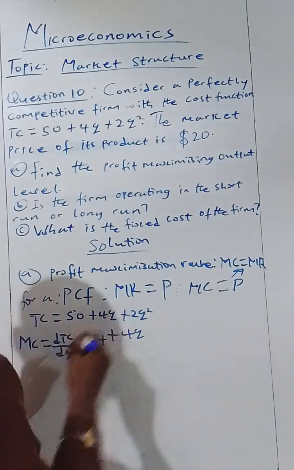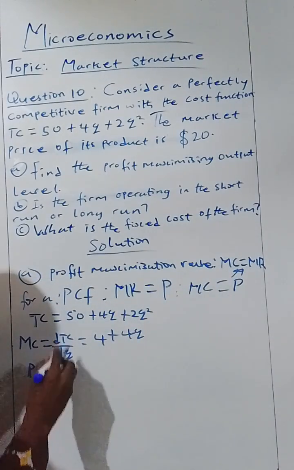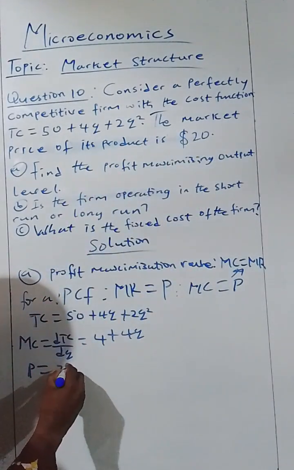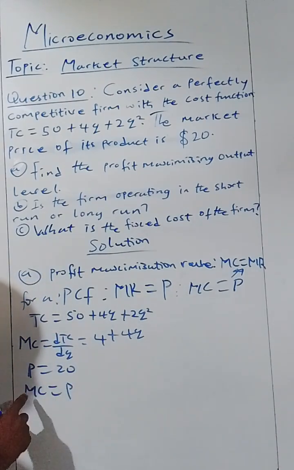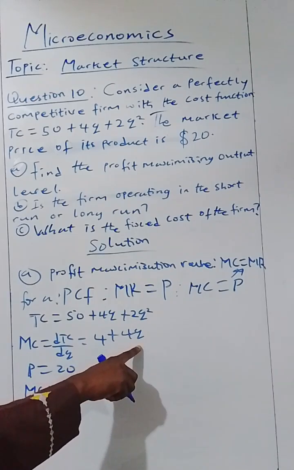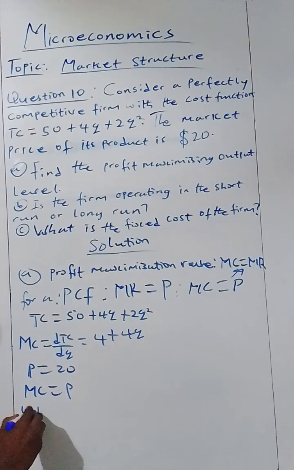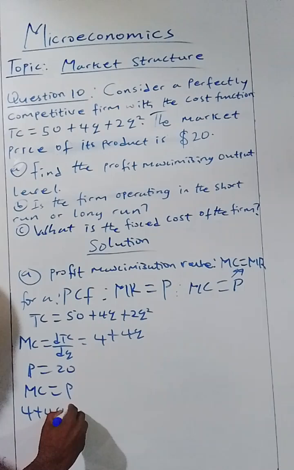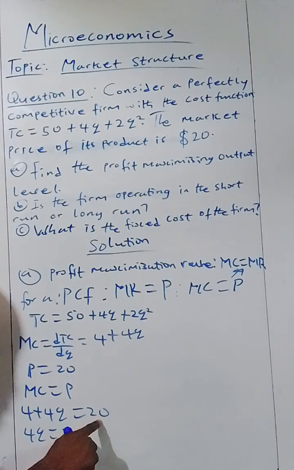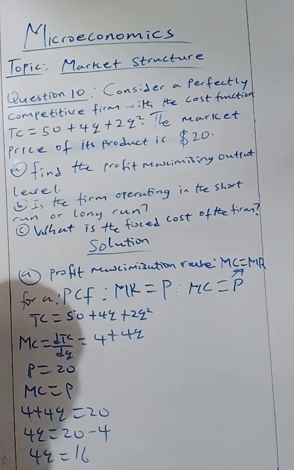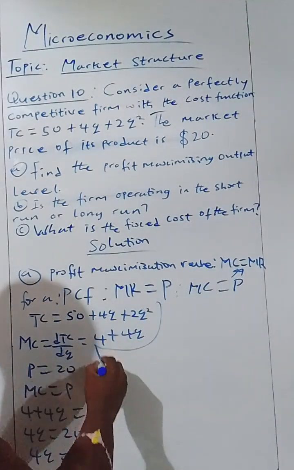Now, recall that the P in this question is 20. If that is so, then you set MC equal to P. What is our MC? This is the MC we just derived from TC. We have 4 plus 4Q equals P, which is 20. Then we collect the like terms: 4Q equals 20, and taking the 4 to this side, it becomes minus 4. Then we have 4Q equals 16.